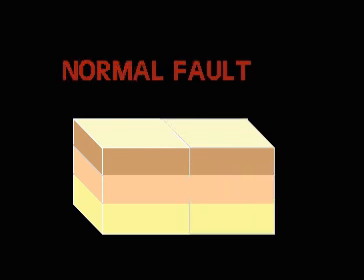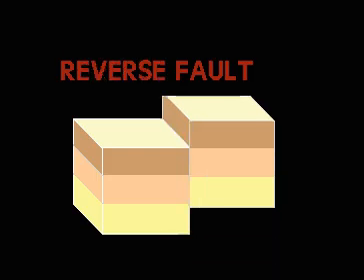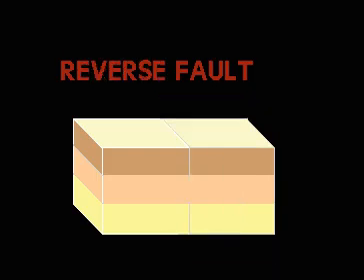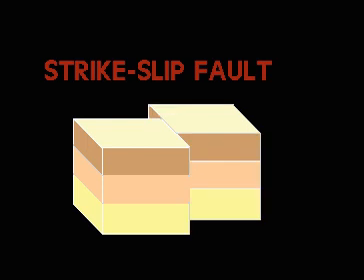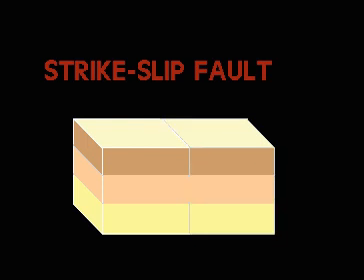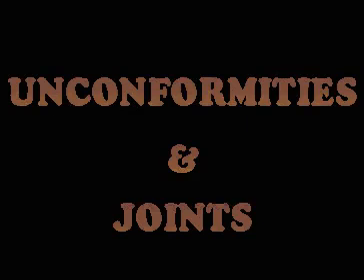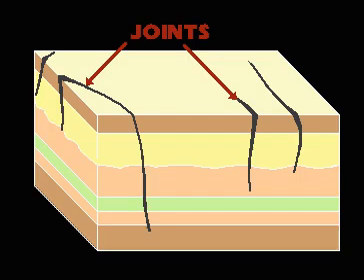A normal fault is one in which the hanging wall moves downwards and the footwall upwards. In a reverse fault, the hanging wall moves upwards, and in a strike-slip fault, the movement of the blocks is along the strike plane. Other commonly found structural features are unconformities and joints. Joints are fractures in the rock body along which no movement has taken place. These may form due to cooling of the rock body or due to external stresses.